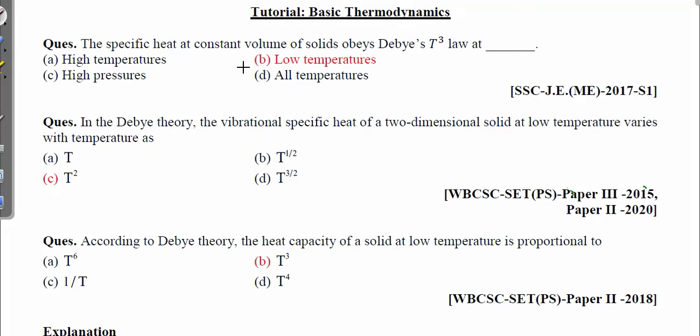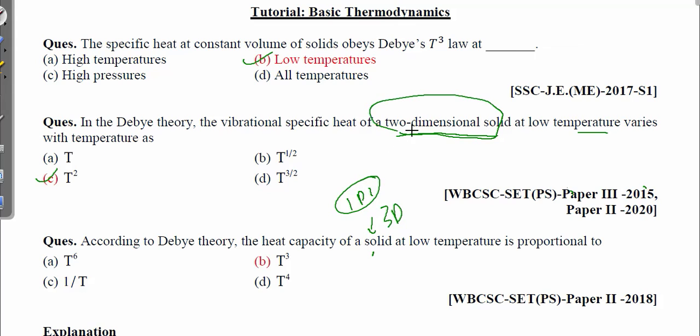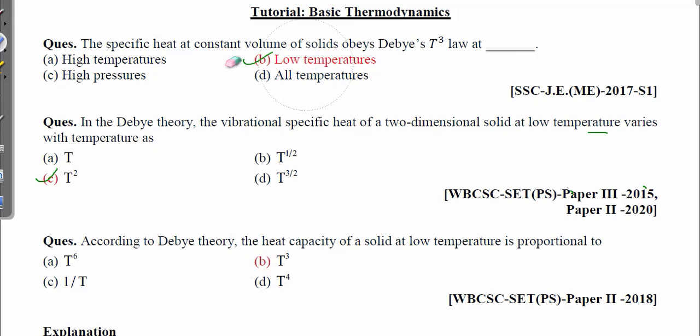The first answer will be low temperature, and this is asking for two-dimensional solids at low temperature, that is T squared. This is again asking for the heat capacity of solids. If nothing is mentioned like 1D, 2D, 3D, just assume a three-dimensional solid. If it is not mentioned here, it is mentioning a two-dimensional solid. So for a three-dimensional solid at low temperature, it is proportional to T cube. So all the answers are given. This type of question can come in future, so we must study this explanation.